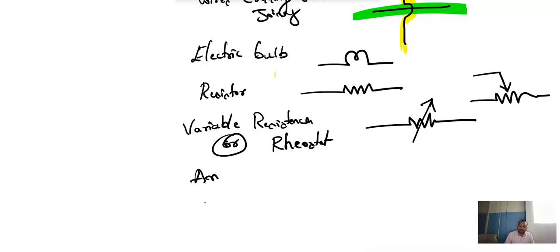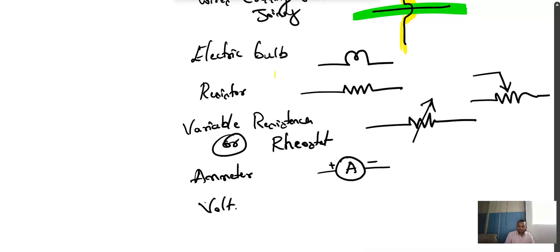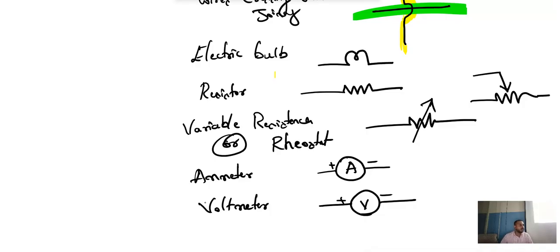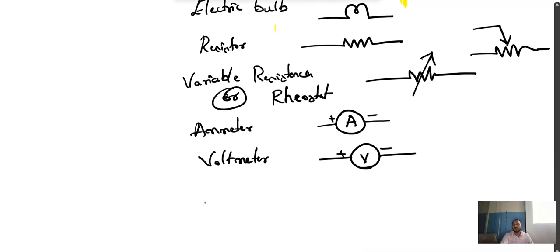Next is ammeter. Ammeter. Draw A. This is positive. This is negative. Voltmeter. Draw one circle. This is V. This is positive. This is negative. This is an ammeter and this one is a voltmeter. So these are the circuit symbols, the electric symbols of the components which are used in an electric circuit. एक electric circuit में ये सारे components हम use करते हैं. We are going to use them.